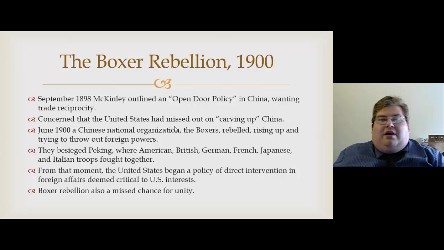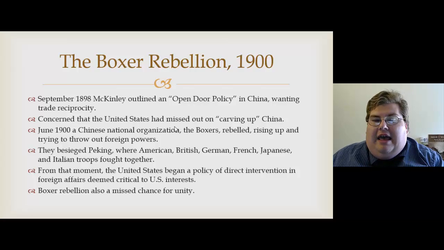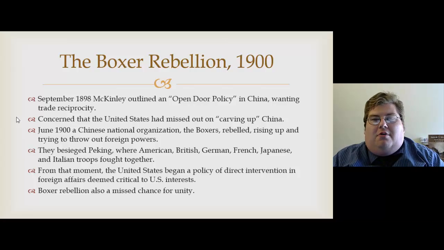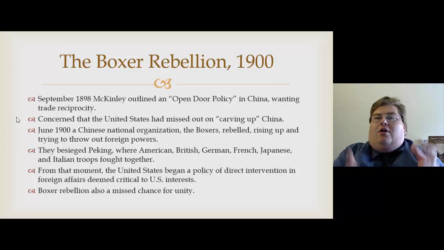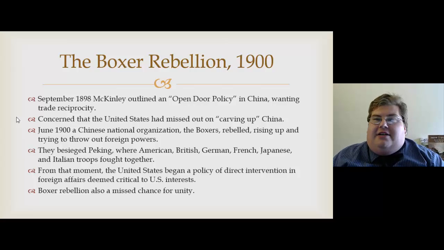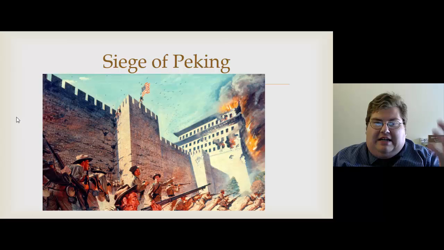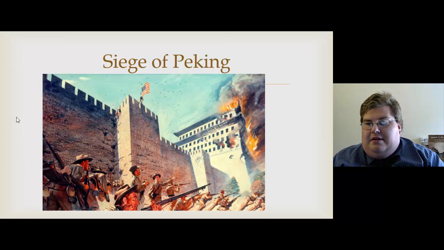We're also going to see, from a non-Asian perspective, a mischance for unity. Look at these combatants: America, Britain, Germany, France, Japan, Italy. Germany is going to be fighting everybody else in that list 14 years later. 14 years later, the First World War begins. Here we have a point where we all can fight together, but 14 years later, we're all going to fight against each other. And here are the American troops at the siege of Peking.